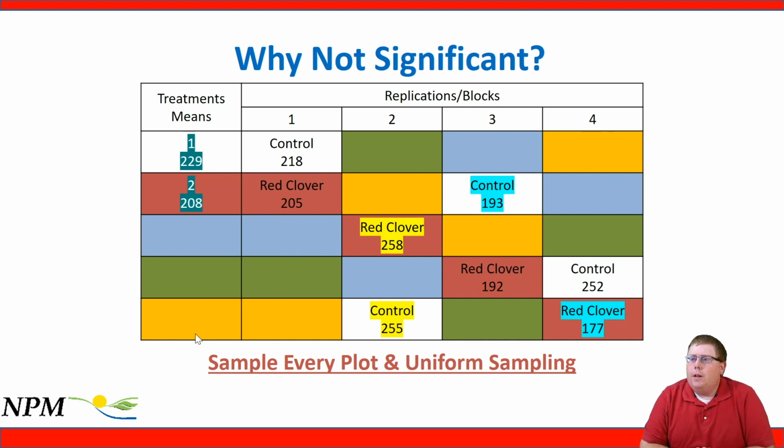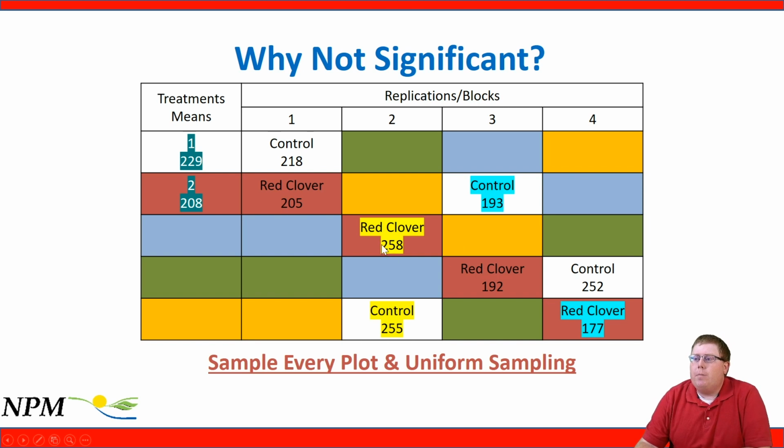So we talked a little bit about our data as a whole, but if we look at a few plots in selective, we compare these means at 229 for our control and 208 for our red clover to our highest yielding plots at 258 for red clover and 255 for our control, to our lowest yielding plots of 195 and 177 respectively for our red clover and control plots. You see that amount of variability. That's why we're sampling every plot. That's why we're replicating over 4 times over multiple years to develop a really sound recommendation.